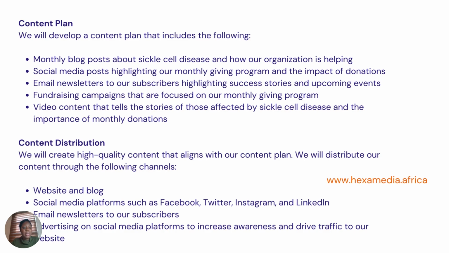So the next part of their strategy is a content plan. So their content plan includes a monthly blog post about sickle cell and how the organization is helping, social media posts highlighting the monthly giving program and the impact of donors, email newsletters, fundraising campaigns, video content. Now they have told you what exactly they want to be putting out. How do they want to put it on what platforms? Website and blog, social media, emails, and then they also want to use advertising. So all this depends on you and how you plan to go about that for your nonprofit.